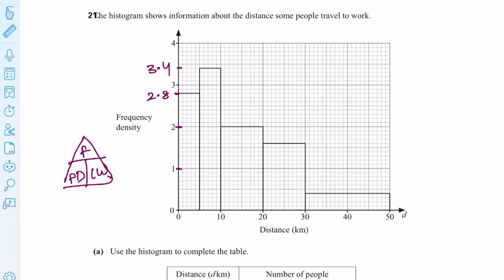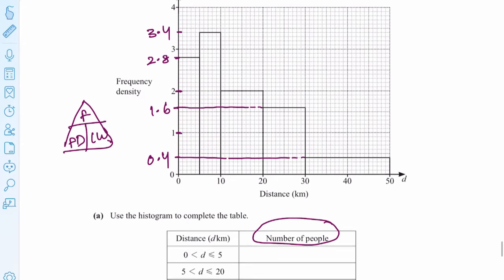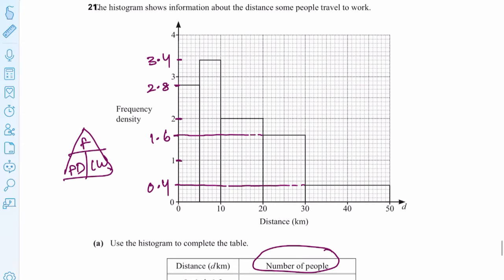Okay, I think for this one we're talking about this one will be 1.6, I think so. And for this value, I think 0.4. Yes, we got this. Now how to find the frequency? If you see the question, find the number of people. How to find that? Okay, let me write it down here.